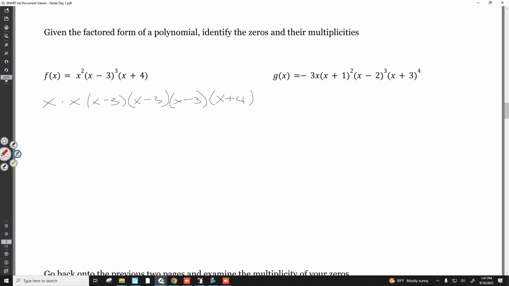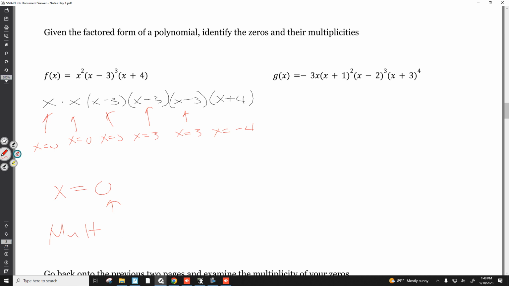Which means I could have x equals 0 as a solution for that one, and x equals 0 for that one. I could have x equals 3 here, x equals 3 here, x equals 3 here, and x equals negative 4. Which means I have x equals 0, which has a multiplicity of 2. Cool? How do I write that down?